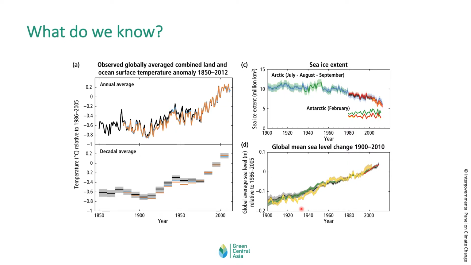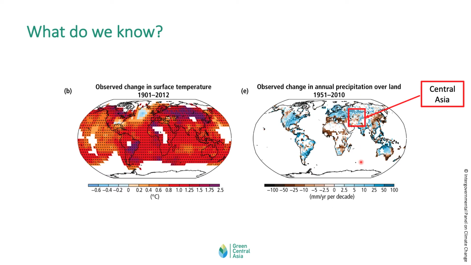Now, what do we know about the climate system? By gathering information from the climate system, we know that the temperature has been rising after the Industrial Revolution, and it's rising at a rapid pace. And we know that the sea ice is melting and the sea level is rising. We know these things based on the data that we have collected.